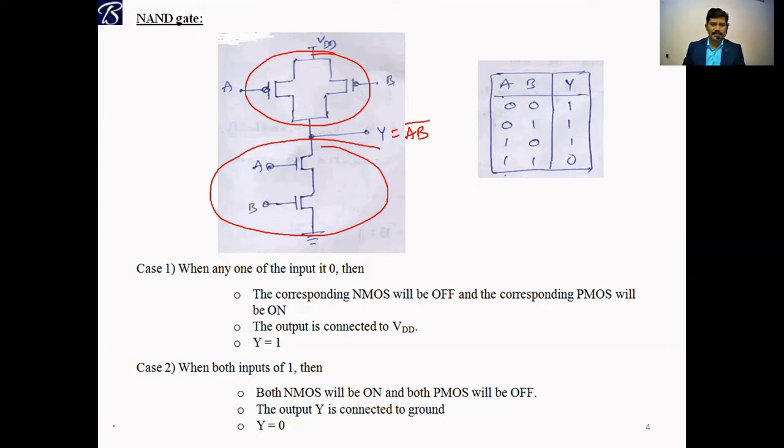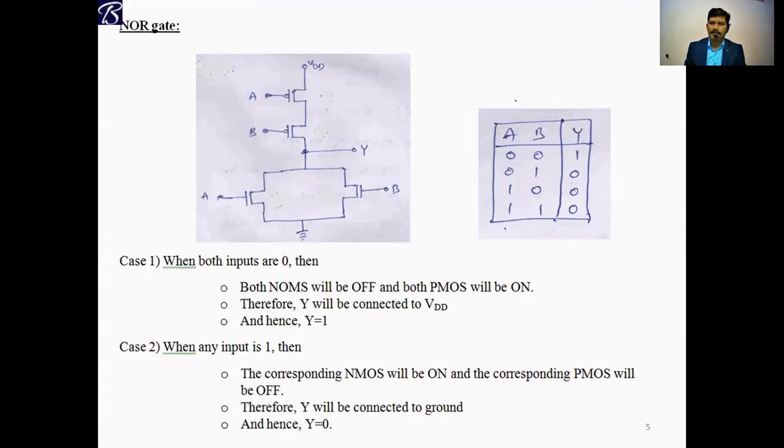That is the conclusion. Let us see NOR operation. This is the NOR truth table. When both the inputs are 0, output should be 1. When any input is 1, the output is 0. Let us see the first case. A equal 0, B equal 0. What happens? This will be switched off, this will be switched off, and this will be switched on, switched on. So VDD is directly connected to this Y. So output is 1. This is the first case.